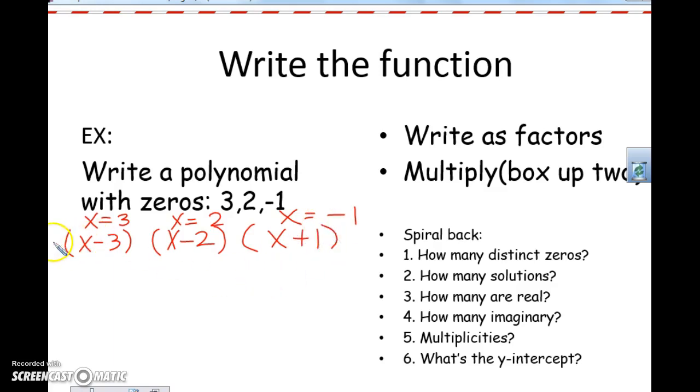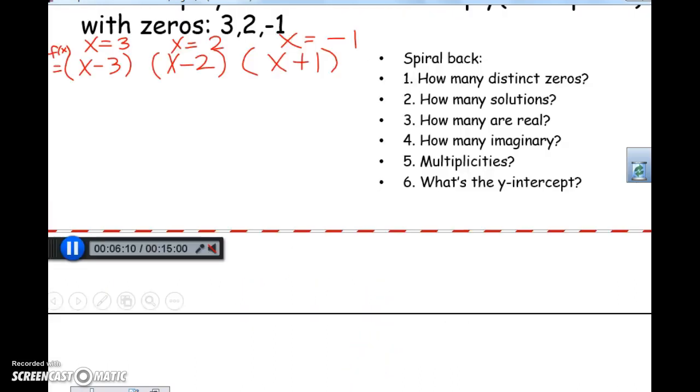All right, so that's what it would look like. Oh, let me put my little f of x. That would be factored form. If we want to get it in standard form, we're going to have to multiply all this together. Okay, so we're going to box up 2 of them. We can choose whichever 2 we want. Let's do the first 2. I'm going to do these 2 together.